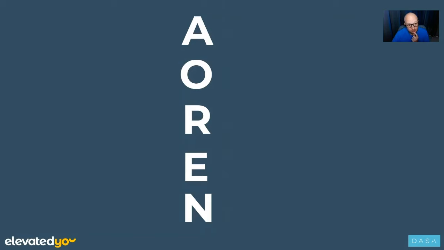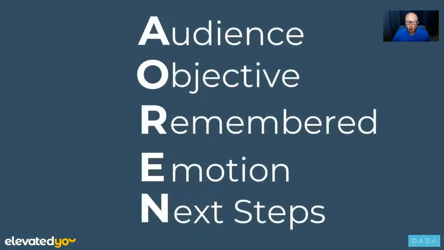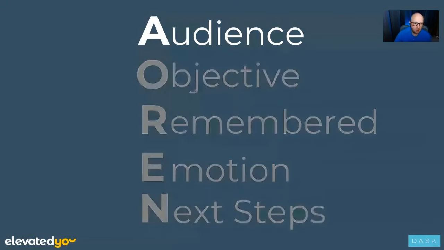It stands for audience, objective, remembered, emotion, and next steps. Audience, objective, remembered, emotion, and next steps. Over the next few minutes, I'm going to unpack each of these in a little bit of detail. But if you remember one thing today, remember this AURIN framework. When you're starting to create presentations, starting to think about meetings and what you want to communicate with stakeholders, this is a great place to start. So let's step through it, and let's start with audience.